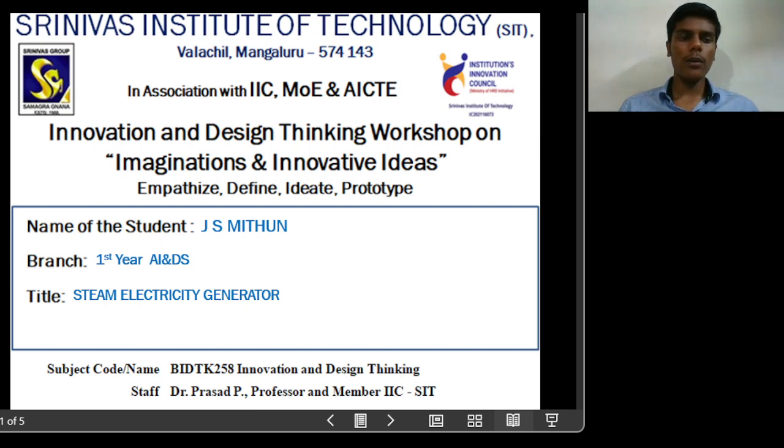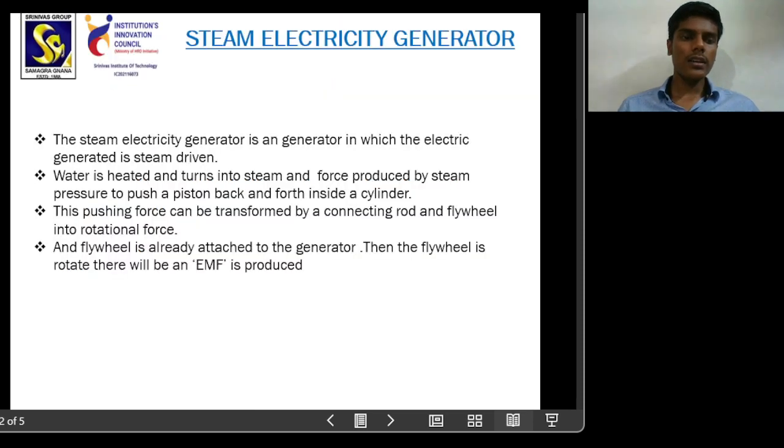Science. Here my topic is steam electricity generator. The steam electricity generator is a generator in which the electricity generated is steam driven. Water is heated and turns into steam, and force produced by steam pressure pushes a piston back and forth inside a cylinder. This pushing force can be transformed by a connecting rod and a flywheel into a rotational force. And the flywheel is already attached to the generator.